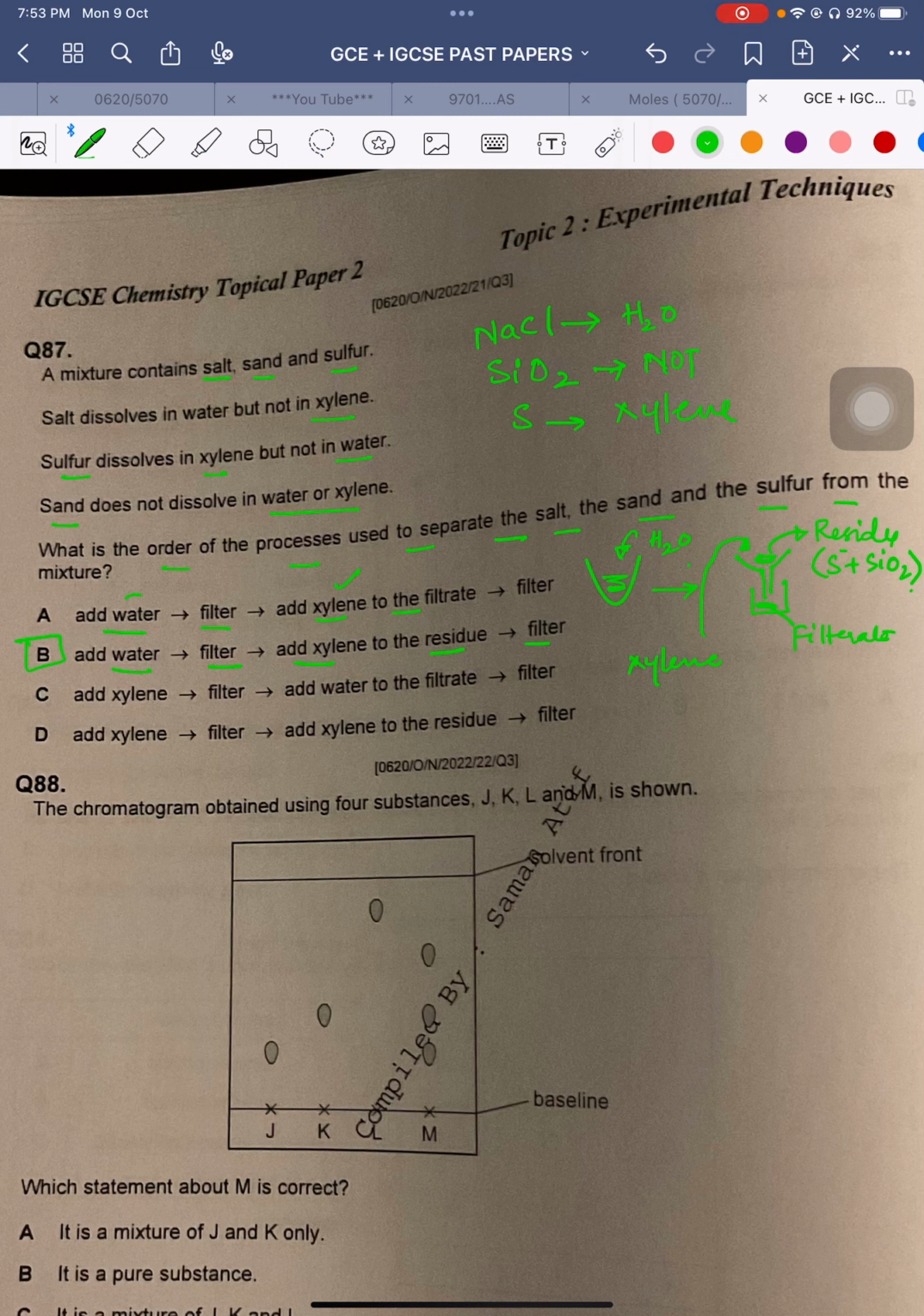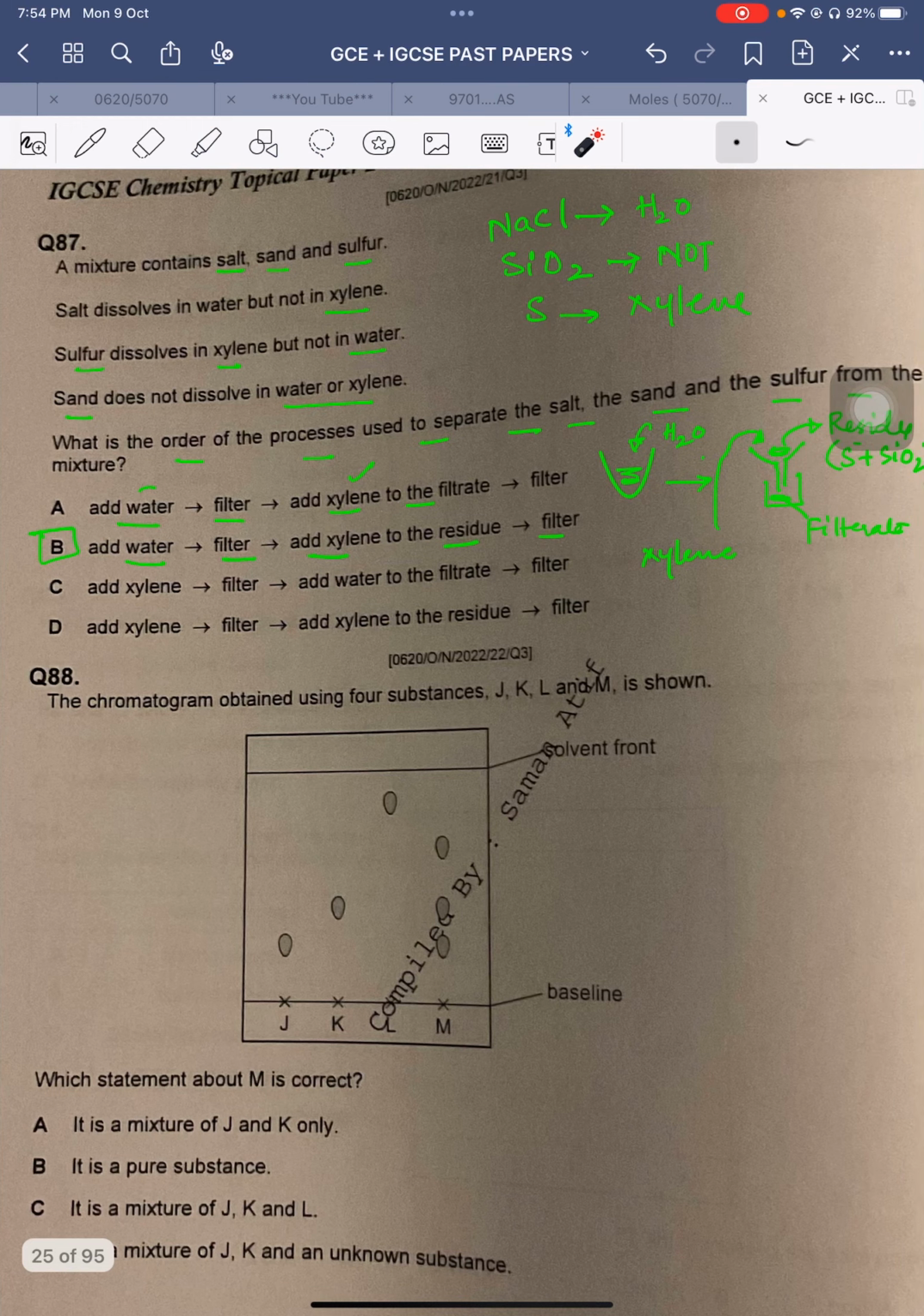So in option B, first we add water. It will dissolve sodium chloride. We filter it, and sodium chloride is obtained as a solution, as a filtrate. Then xylene is added to the residue, because the residue contains sulfur and silicon oxide, and we filter again, because xylene will dissolve sulfur and only silicon oxide will remain at the top.